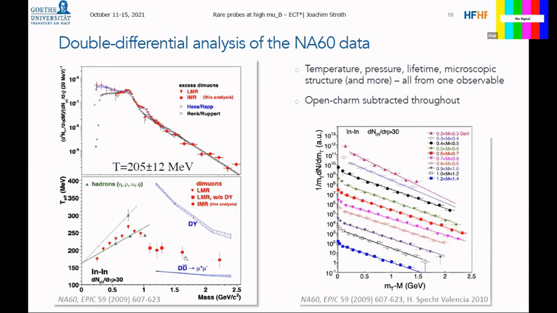And what was done here is basically a slope. So this is a slope parameter, the T effective, you plot it. And you see here in the low mass region, a typical behavior of hadronic species decaying, then they go pseudo hotter, the more massive they are.